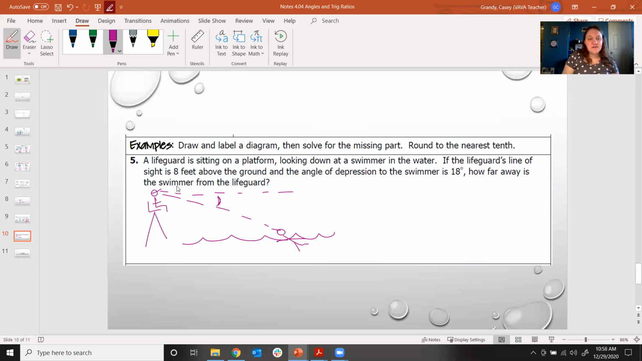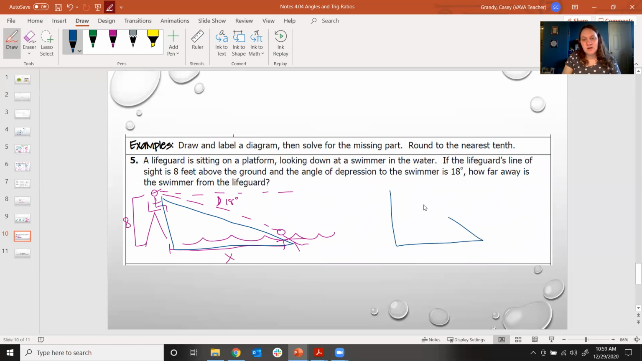If the lifeguard's line of sight is 8 feet above the ground, so from here to here is 8, and the angle of depression to the swimmer is 18 degrees, here's my angle of depression. How far away is the swimmer from the lifeguard? Okay, let's look for our right triangle. It is here. Okay. Now I know that this is 18, not this angle out here. Okay. I know that this height is 8. I'm looking for this length.